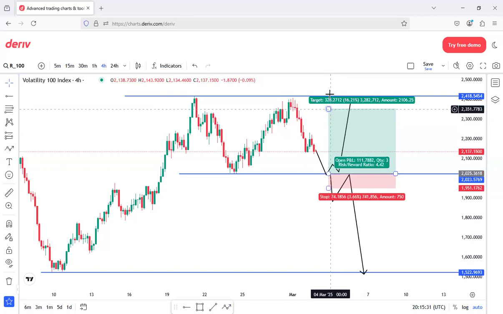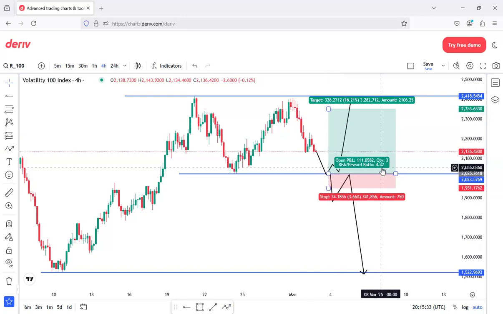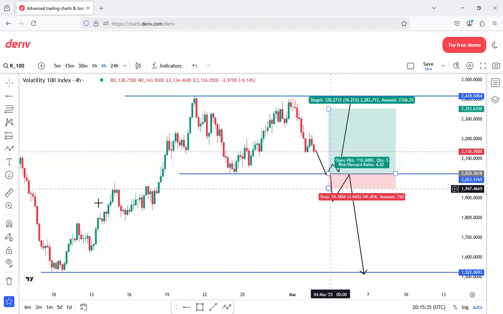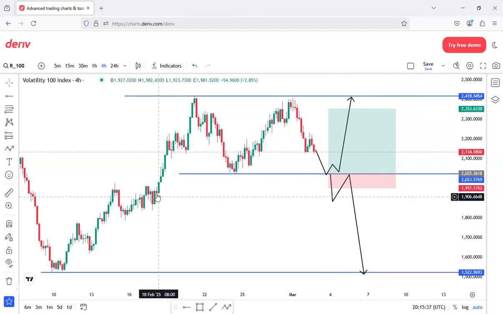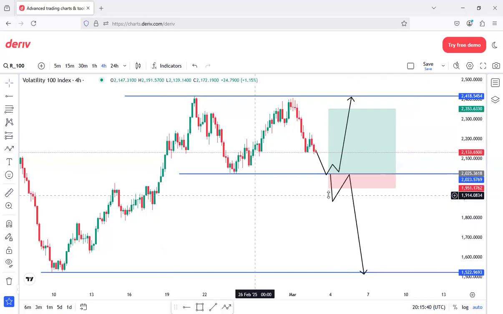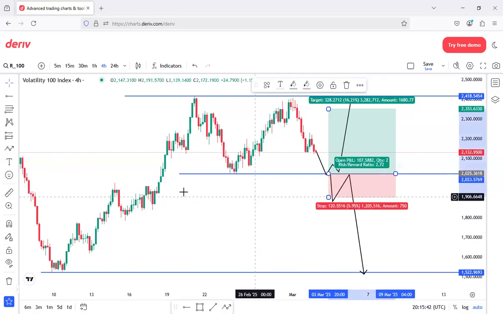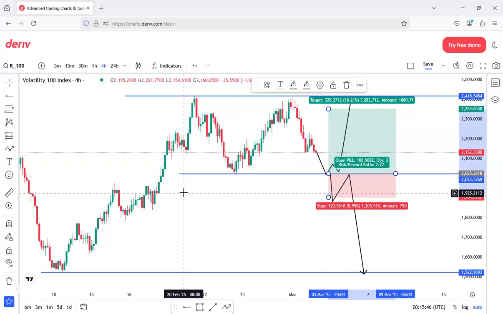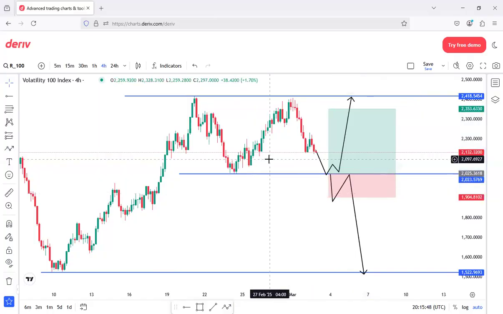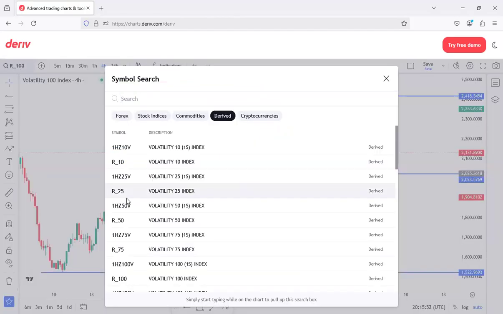I won't advise you to just take it all the way back. At least a 1:4 ratio is okay. Don't be greedy. I think price can still fall back to this low. So if we take our stop loss below this low, yeah, I think the 1:2 risk reward ratio is not bad. All right, Volatility 100 1S index.